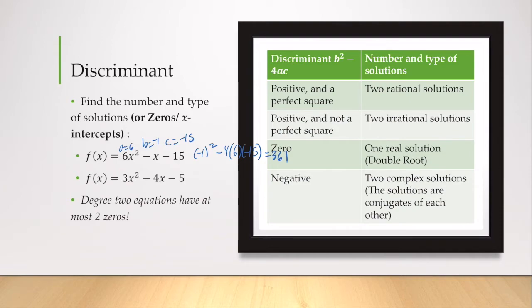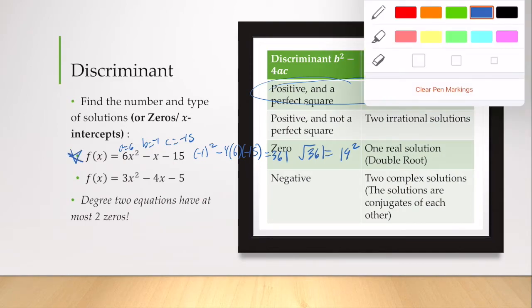Let me double check that, but I'm pretty sure. Oh, it is a perfect square. Oh, wow, I failed. Okay. So the square root of 361 is actually 19 squared. Who knew? Fun fact. So we're going to have a positive perfect square, so we've got two rational solutions for this first example.